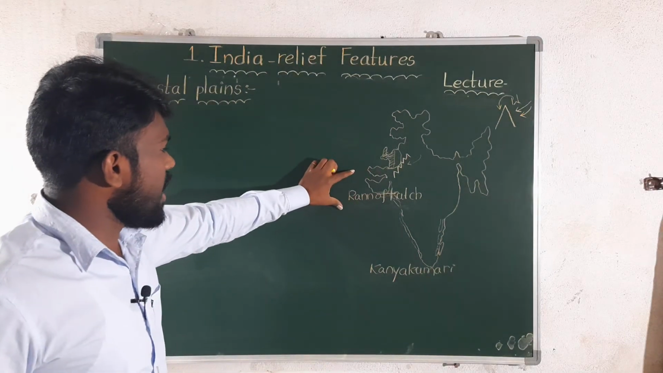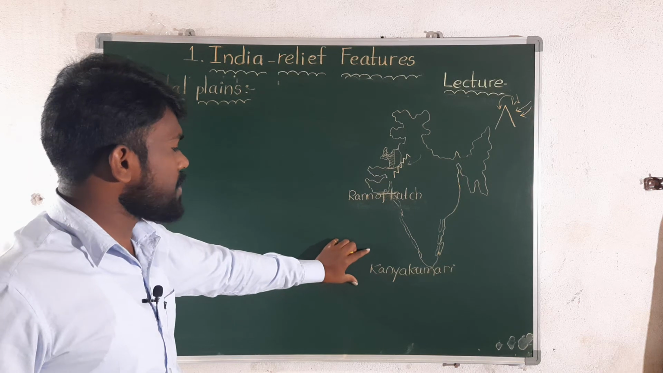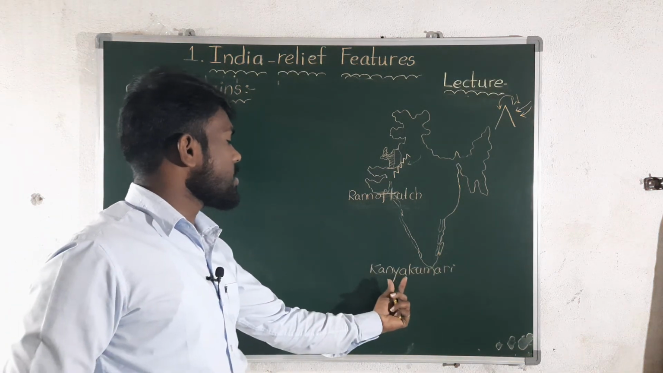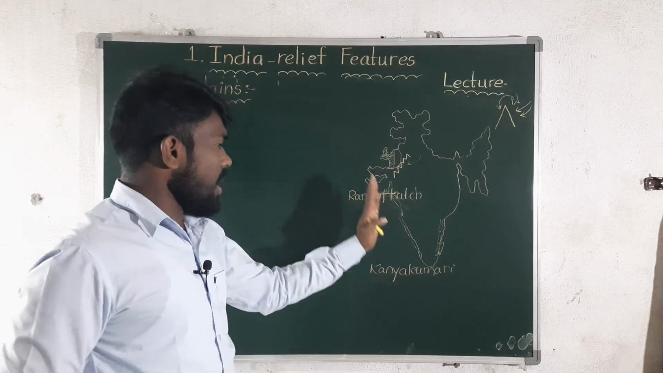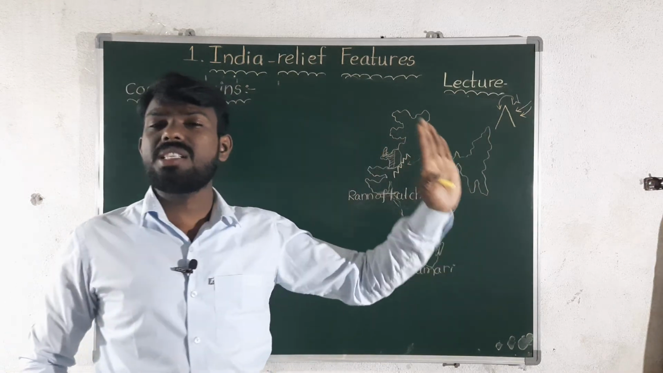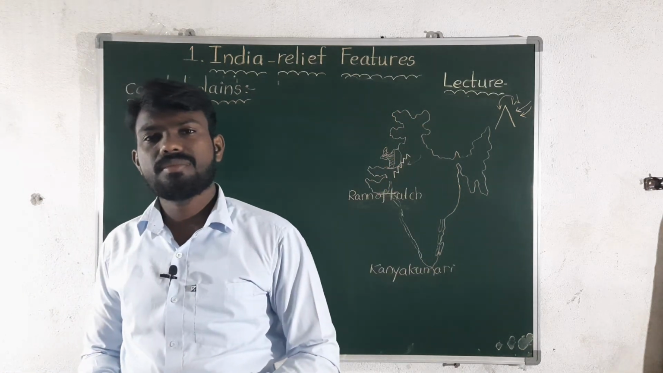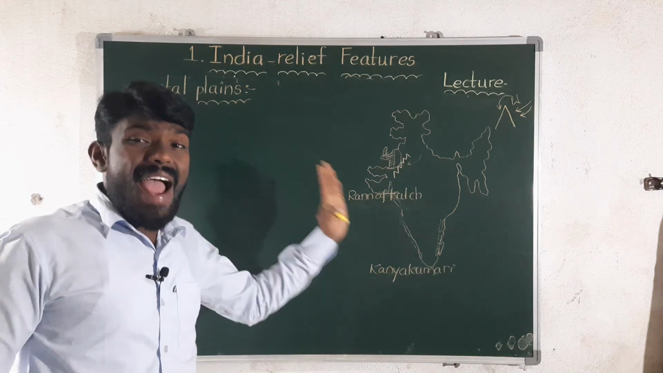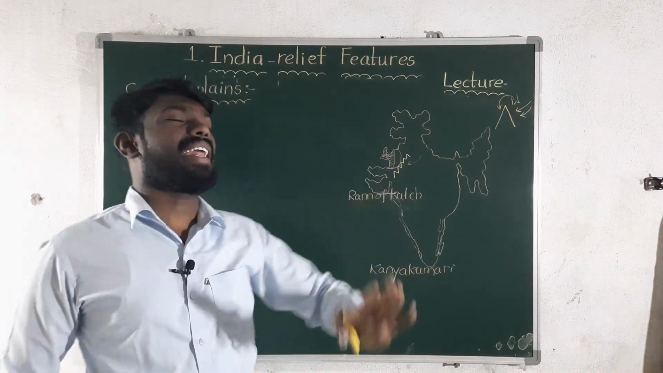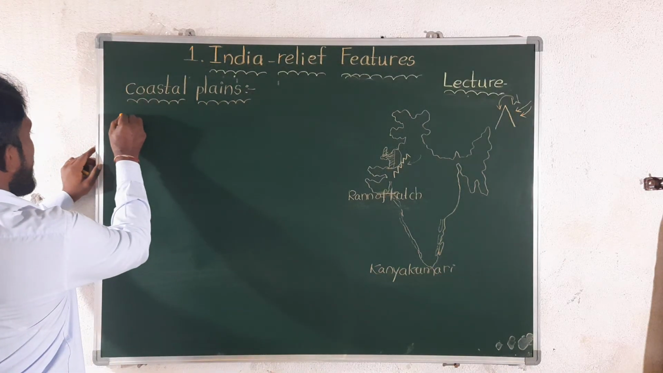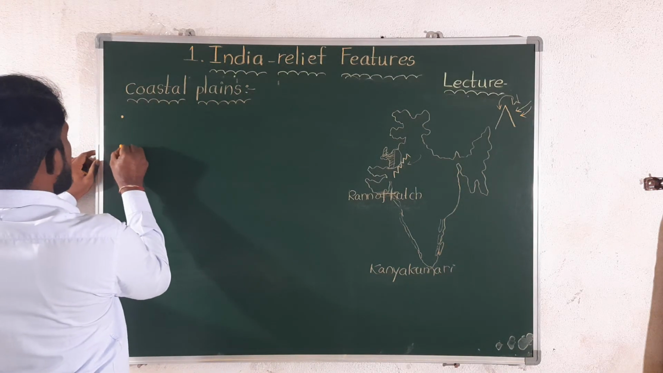It starts from the Run of Kutch in the north and goes up to Kanyakumari in the south, which belongs to Tamil Nadu state. The western coasts are narrower than the eastern coastal plains, and these are uneven and broken by hilly terrain.